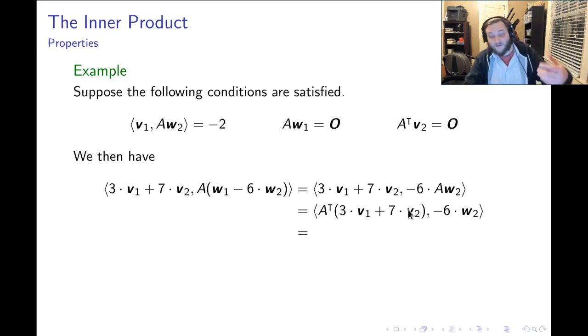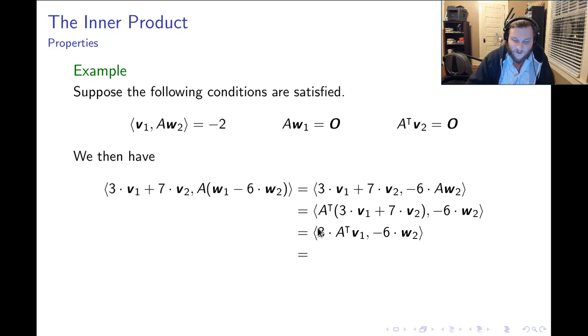And another thing I happen to know in this problem is that A transpose times v2 is the 0 vector. So if I went to distribute A transpose across this linear combination of v1 and v2, I know that the second term will be killed because A transpose times v2 is the 0 vector. So that really just leaves me with 3 times A transpose times v1 in my inner product here.